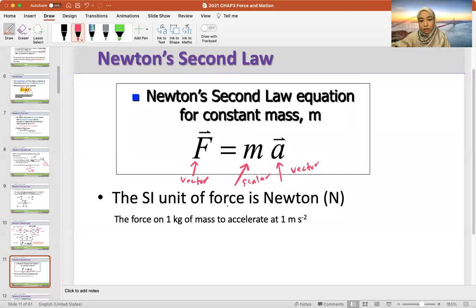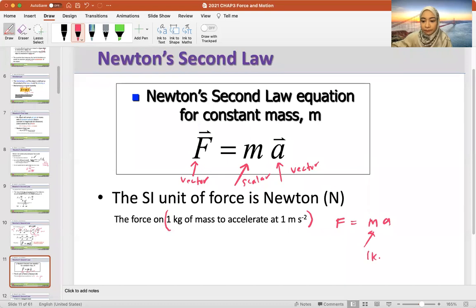So the SI unit of force is called Newton. No, it's not called. It is Newton, ataupun capital N, which is the force on 1 kilogram of mass to accelerate at 1 meter per second squared. So if you're wondering where did this come from, it came from the equation.